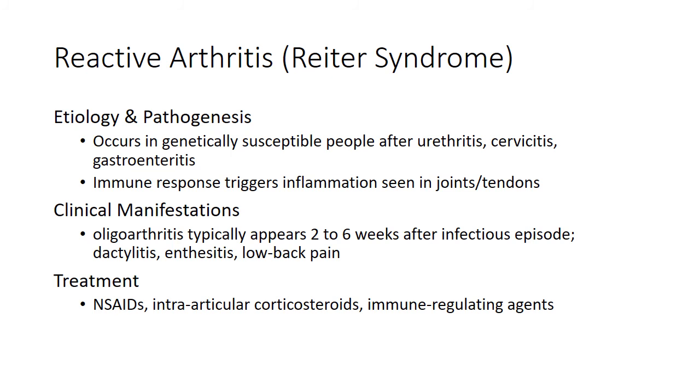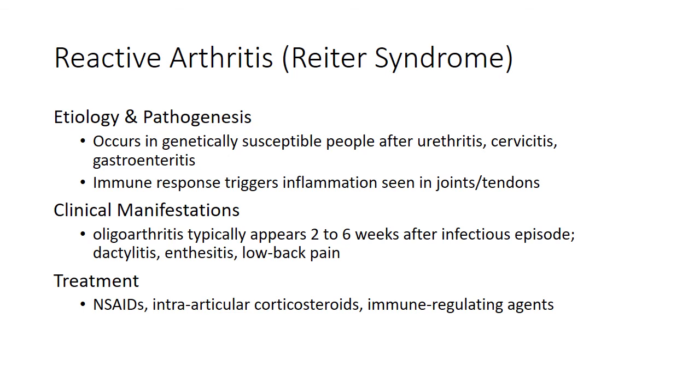urethritis, or inflammation of the urethra, usually caused by UTIs. Cervicitis, which is inflammation of the cervix, also related to UTIs. And gastroenteritis, which is inflammation in the lining of the intestine, and it leads to this acute immune response. It triggers inflammation in the joints and tendons. And what we see is oligoarthritis, which is arthritis that affects 1 to 4 joints. So it's not polyarthritis, it's oligoarthritis, which is a small amount of joints.